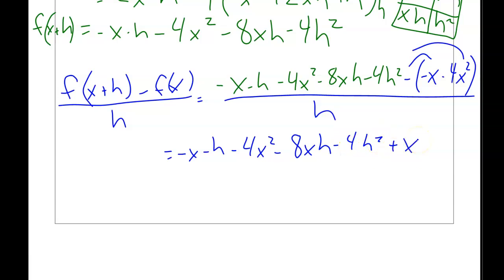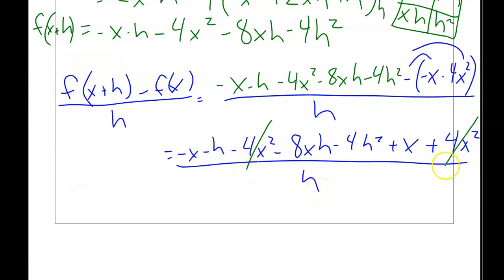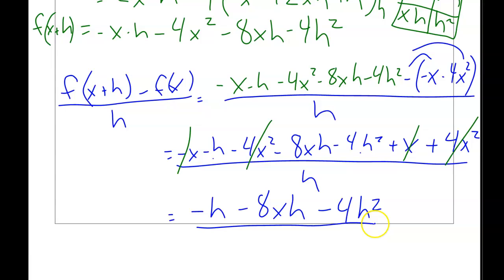Plus x plus 4x squared. And if you've done this correctly at this point, some terms will cancel out. So notice I have minus 4x plus 4x, minus x plus x. Those are opposites, they're going to cancel out. And if you've done this correctly, what's going to be left over is only terms with h's in there. Make sure you get them all. So I have minus h here, minus 8xh, and then minus 4h squared, all over h.